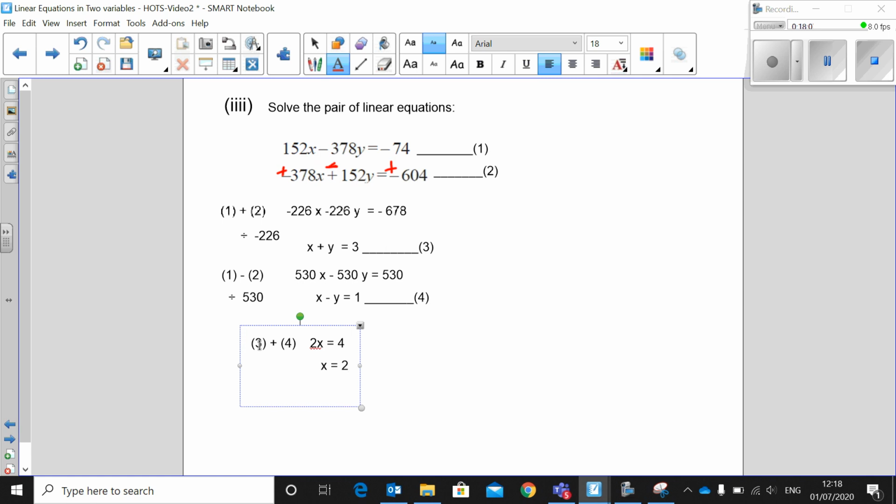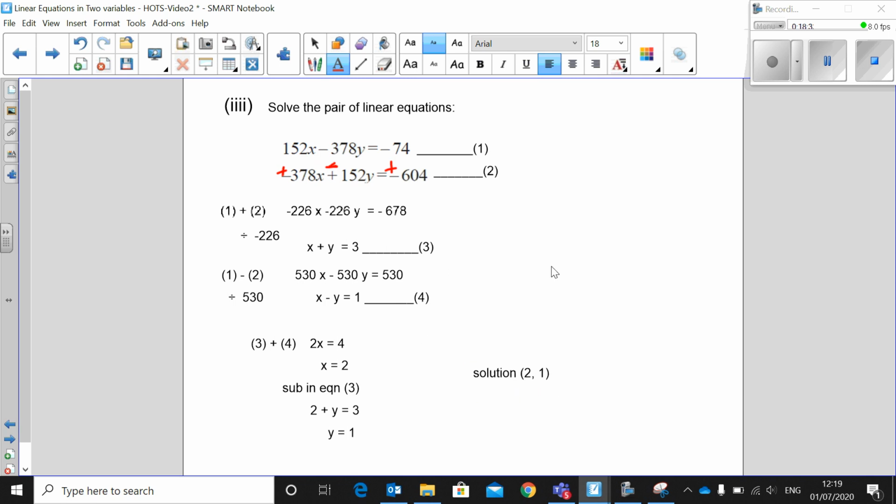Substitute in any one of the equations. Substitute in equation 3, that is x plus y equal to 3. x is 2, so 2 plus y is equal to 3, y equal to 1. So the solution of this equation is x equal to 2 and y equal to 1.